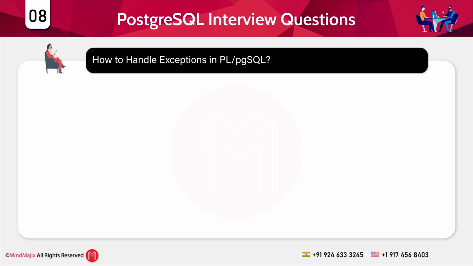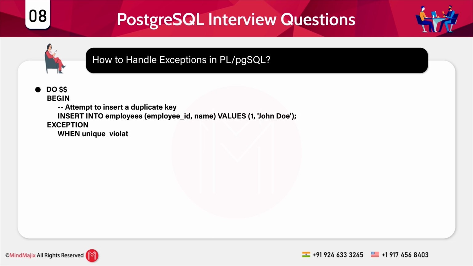So how can we define an exception? Over here, we are defining an exception using DO, and then you have the $$ marks, and then the BEGIN statement. After the BEGIN statement, in this particular scenario, we are inserting a duplicate record or a duplicate key inside our table. So how are we doing that? Insert into employees. We have an employees table, and inside that table, we have two columns, employee ID and name, and we are inserting values. One is the employee ID and the name is John Doe.